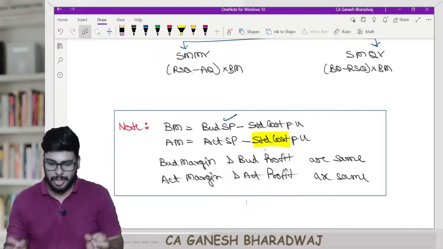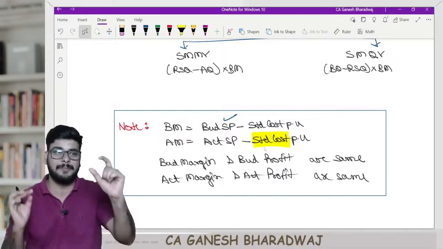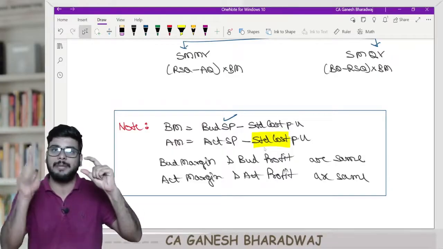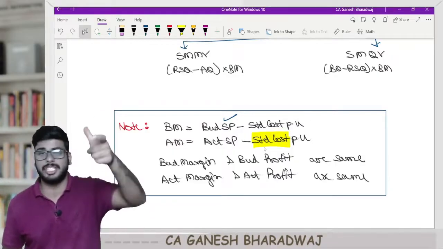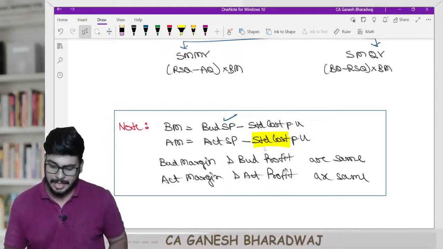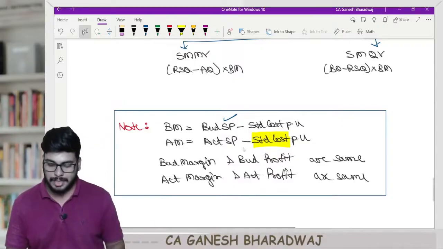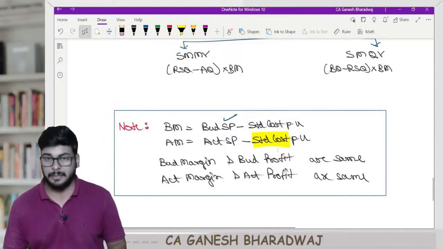Clear with this? So here I am just trying to capture the change in variance attributable to the sales side, because of the change in my sales side. Are you clear with this? That is the reason why here the actual margin calculation is actual selling price minus standard cost per unit.